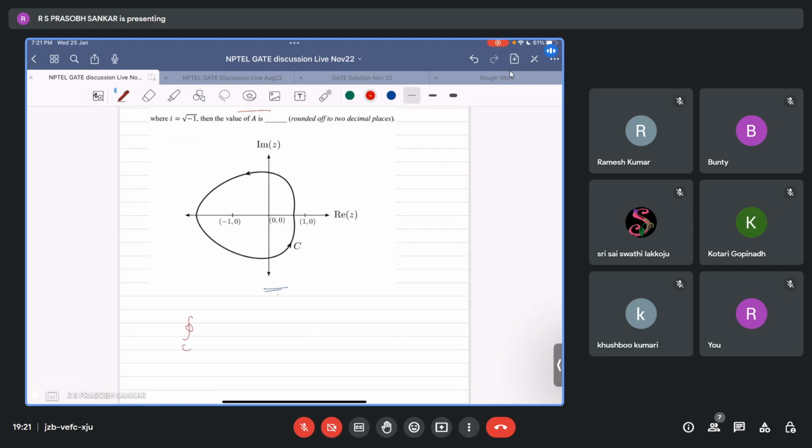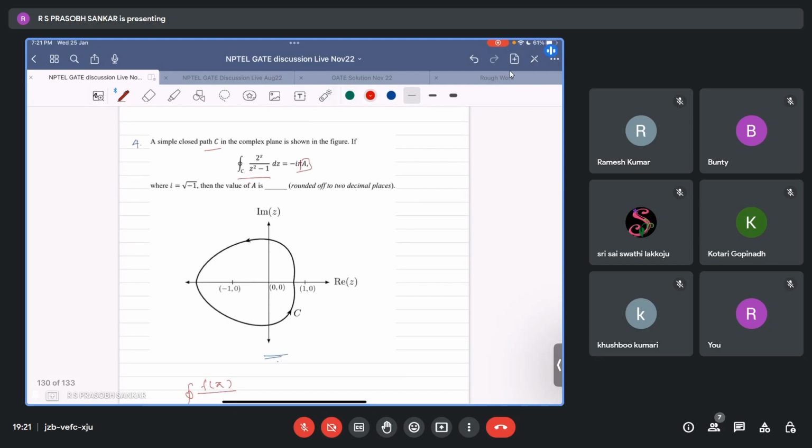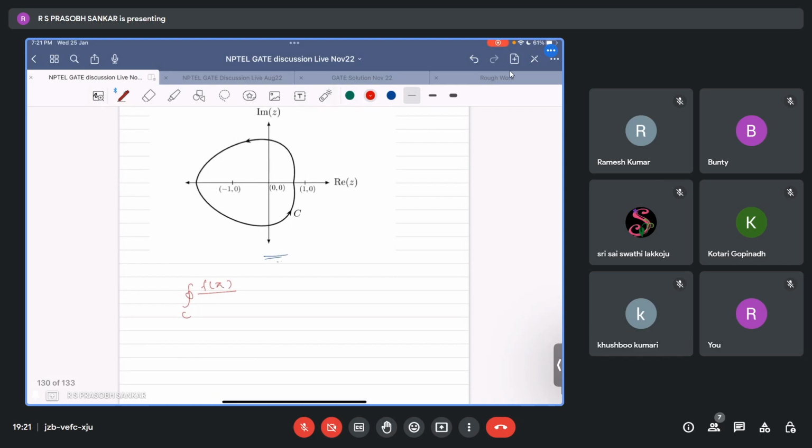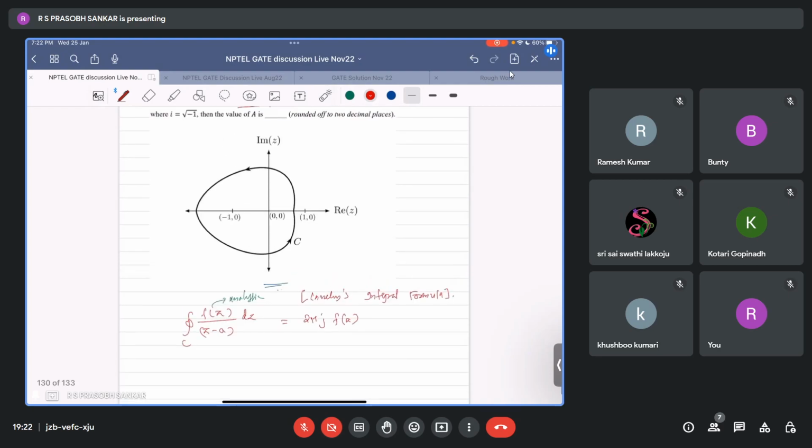So what do we have? Integration over C. The theorem is like this. Suppose I have a simple closed path C with positive orientation, and f of z is an analytic function, analytic inside and on this curve that we have. Then this integration is given by 2 pi j times f of a. This is Cauchy's integral formula.